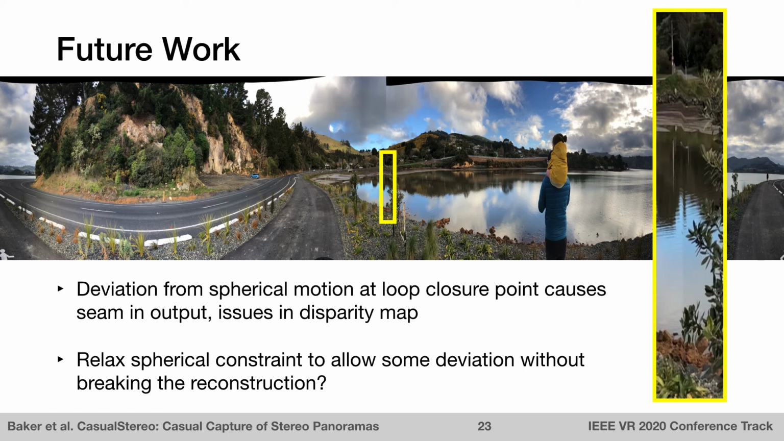Finally, I just wanted to note, we did find sometimes that at the loop closure point, the camera might be a little bit higher or lower than it was at the beginning, and this might cause a seam in the panorama, which you can hopefully see here on the right in the detailed view.